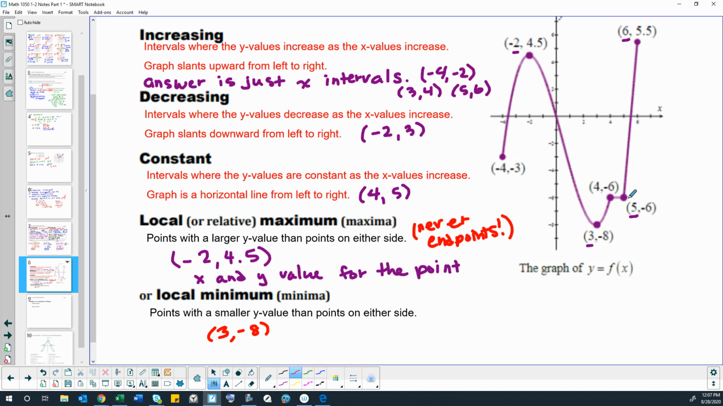Okay, what about the point 5, -6? Is that going to be a local minimum? If we look at a point here, that is bigger than the endpoint. But if we go to this side, those points are not bigger. They're the same. This is not a come down to it, hit bottom, and then go back up. So this one is not a minimum.